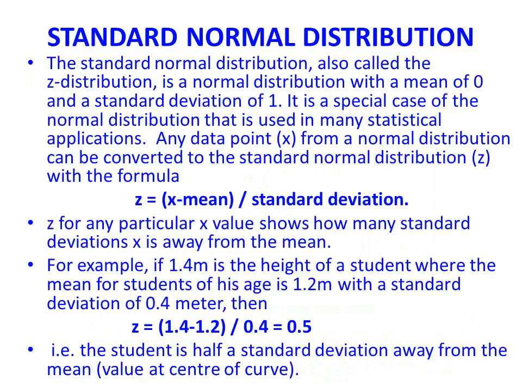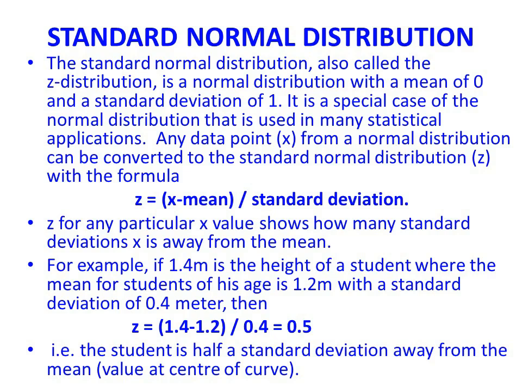What is standard normal distribution? The standard normal distribution, also called the Z distribution, is a normal distribution with a mean of 0 and a standard deviation of 1. It is a special case of the normal distribution that is used in many statistical applications. Any data point, x, from a normal distribution can be converted to the standard normal distribution, Z, with the formula Z equals x minus mean divided by standard deviation.